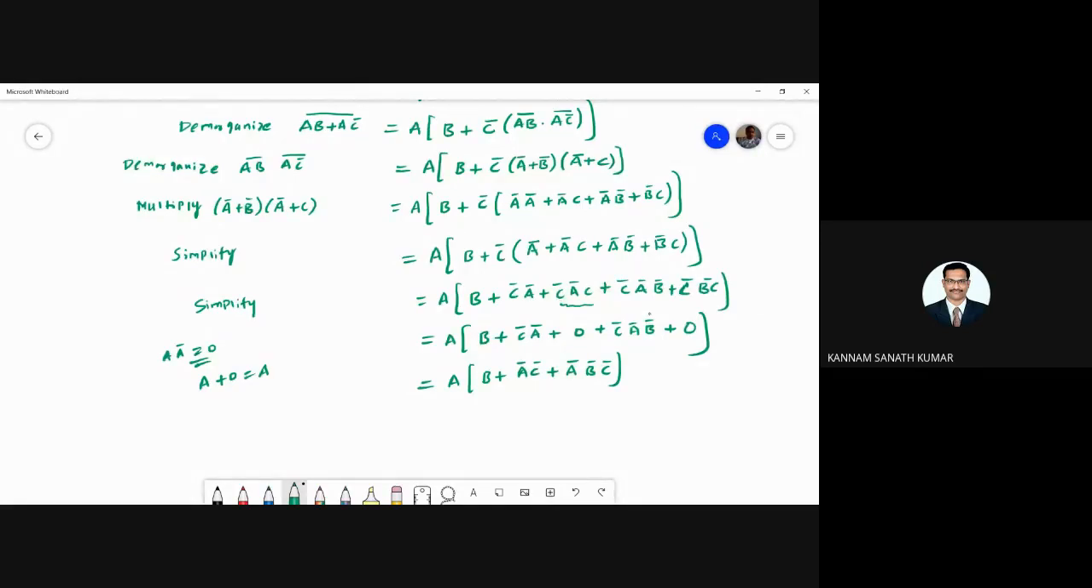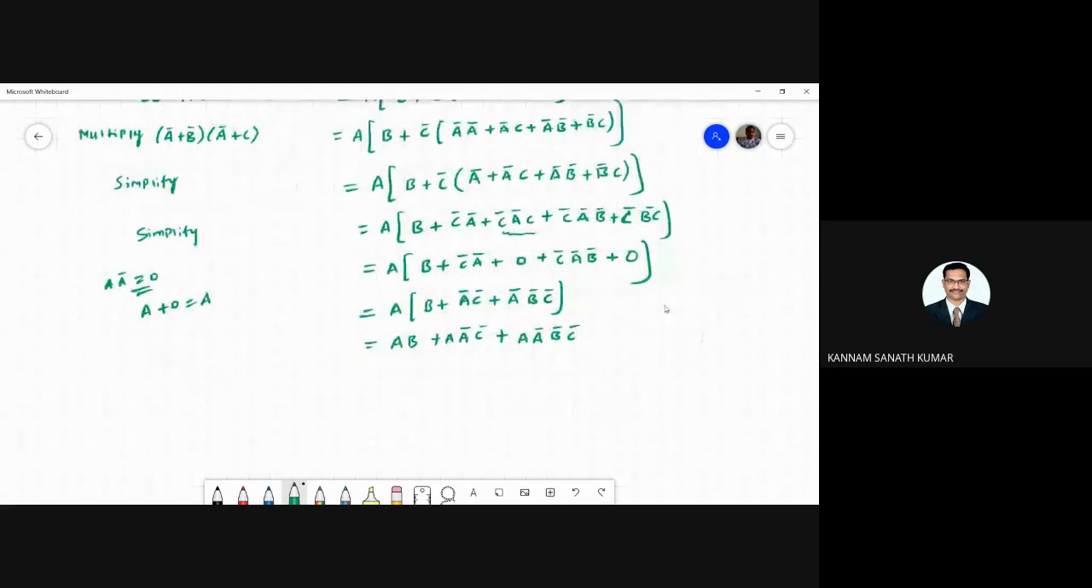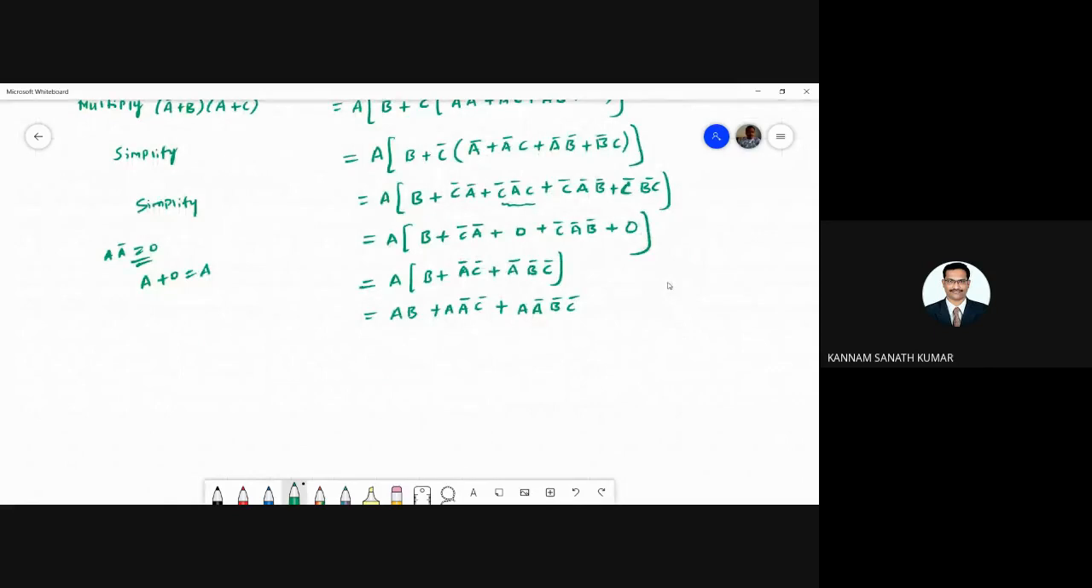Now you multiply and simplify. AB plus A bar C̄ plus A bar B bar C̄. You know A into A bar equals 0, and here also A into A bar is there. 0 into input gives 0. So you are getting AB plus 0, and here also 0. This term is 0, this term is 0, so you are getting AB. This is the simplified term.